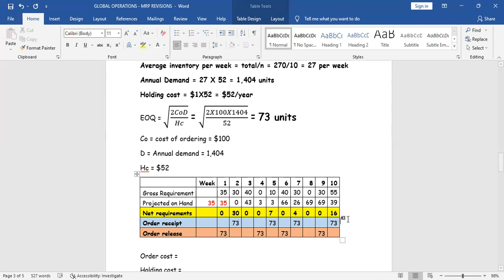So I've finished filling in the table here. Now I can calculate the order cost. The order cost will simply look at the number of orders. How many are they? 1, 2, 3, 4. So the order cost per order is $100, and we need to make 4 orders. This will give us $400 as the answer for order cost.